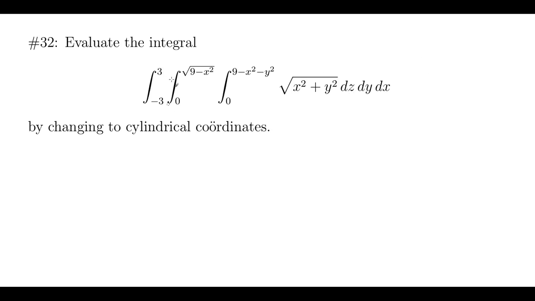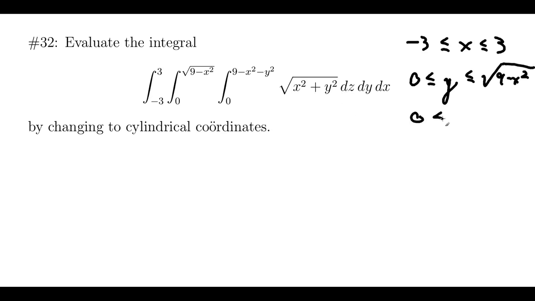So we see that x is ranging from -3 to 3. Let me jot that down here. y runs from 0 up to the square root of 9 minus x squared. And z is bounded between 0 and 9 minus x squared minus y squared. So there's kind of a lot going on here. Let's figure this thing out. The integral dz is on the inside, with dy and dx on the outside.